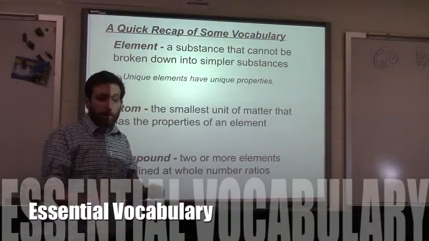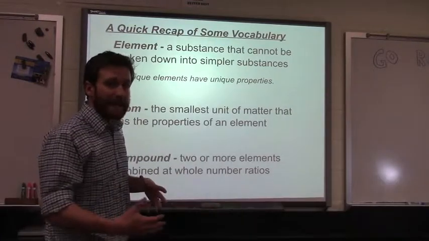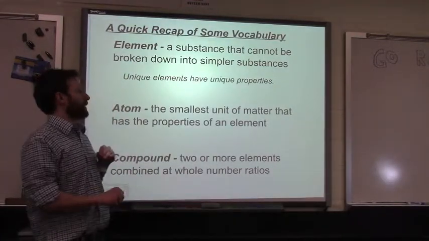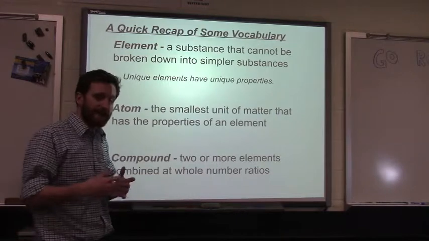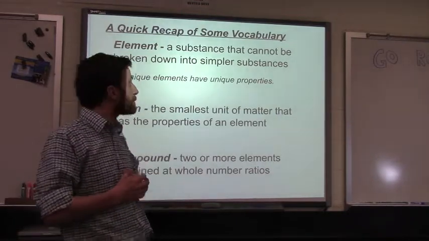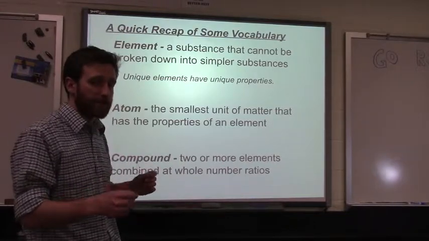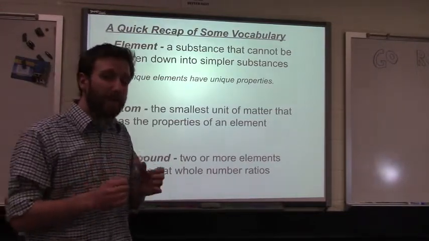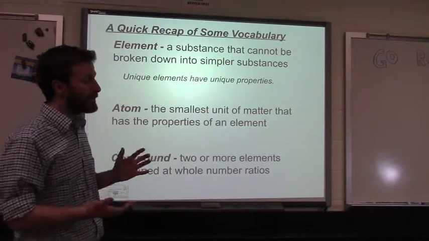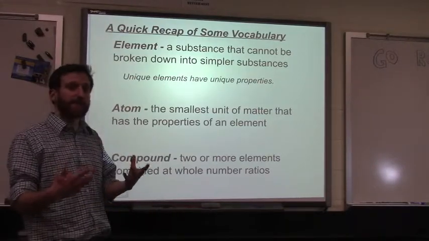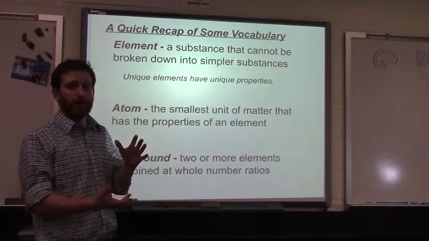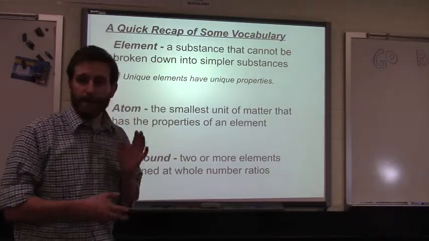So we've got to quickly pause and take a deep breath and recap on some essential vocabulary. We heard this in the last slide, but it doesn't hurt to hear it again. So, an element is a substance that cannot be broken down into simpler substances. And unique elements have unique properties. So all of the elements that we as a human race have discovered are organized in what we call the periodic table of elements, our best friend.